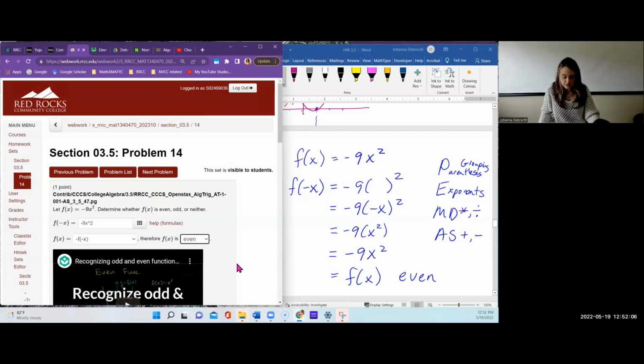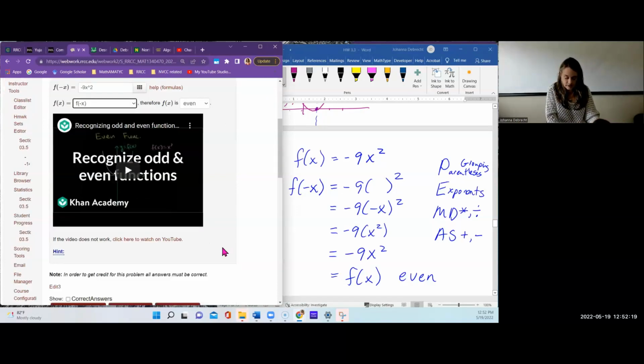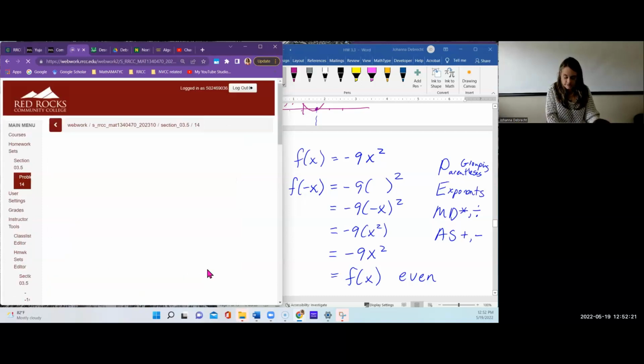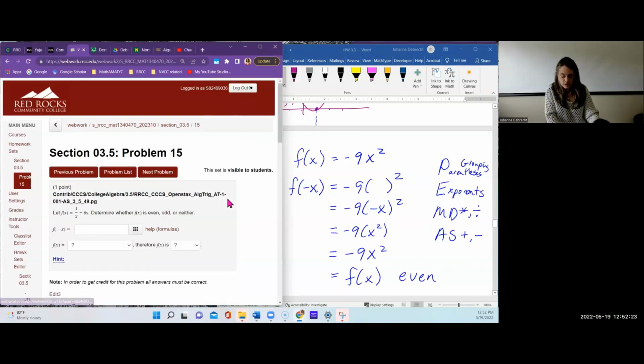Now, notice, oh, wait a minute. F of x is equal to f of -x. I typed on the wrong one. And therefore, f is even. All right? They're not opposites. They truly are the same thing. Now we can check our answers and move on to the next problem. In the next problem, we have 1 over x plus 6x.